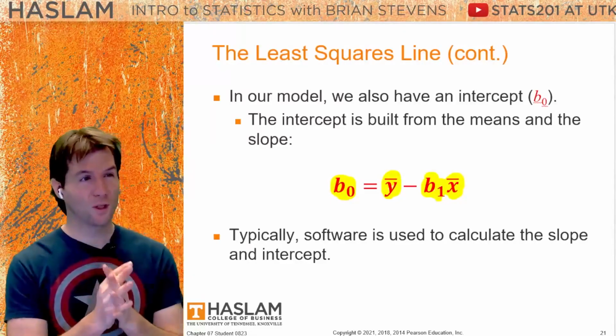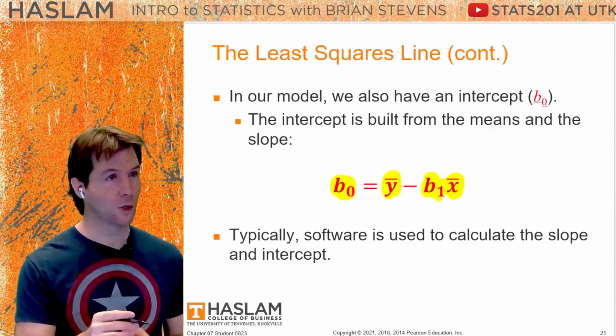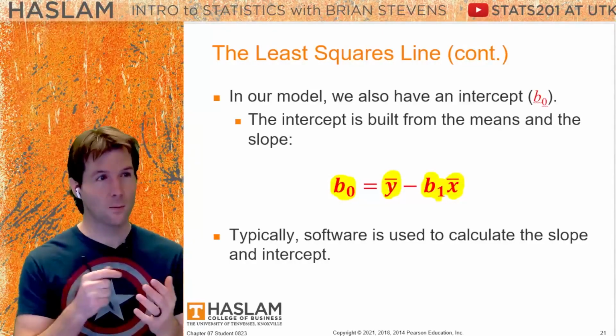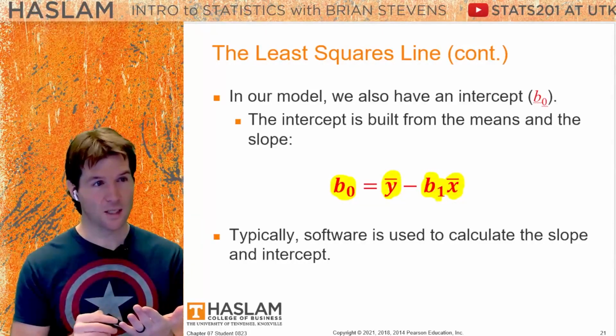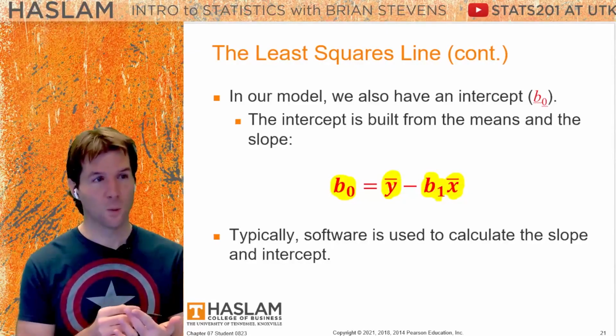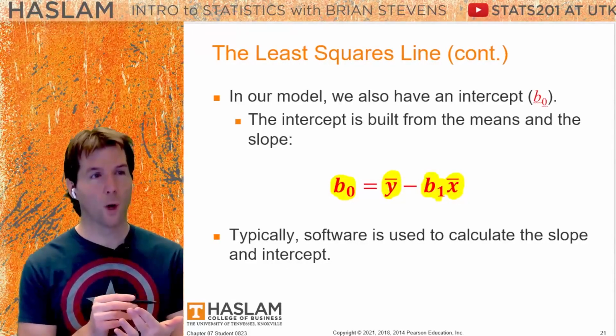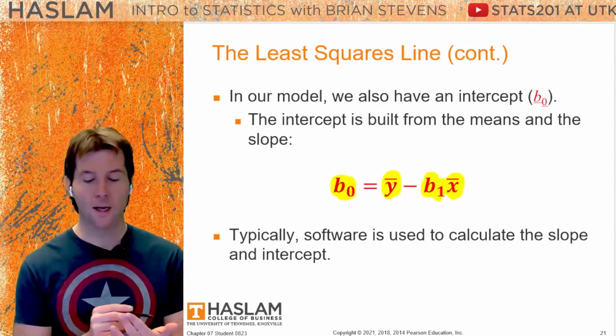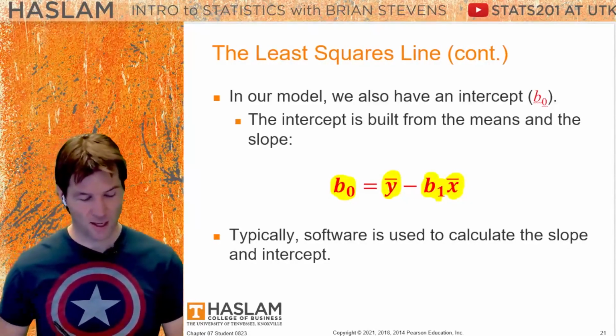And so once again, an important thing to write down here in your notebooks is going to be what these things mean. B0 is the coefficient estimate of the intercept. B1 is the coefficient estimate of the slope. Y bar is the sample mean of variable y. X bar is the sample mean of variable x.